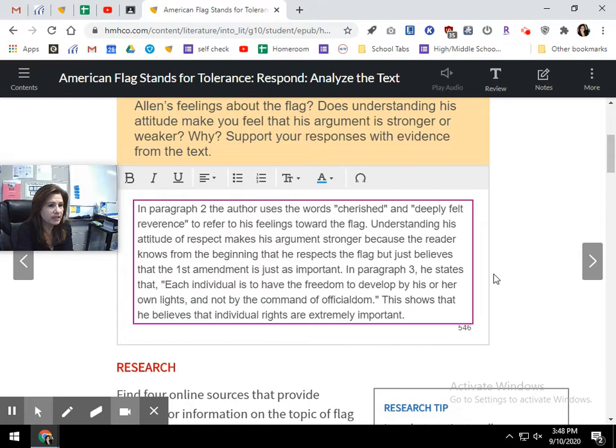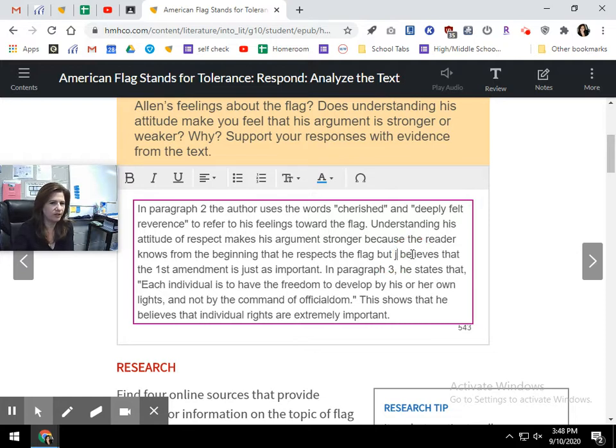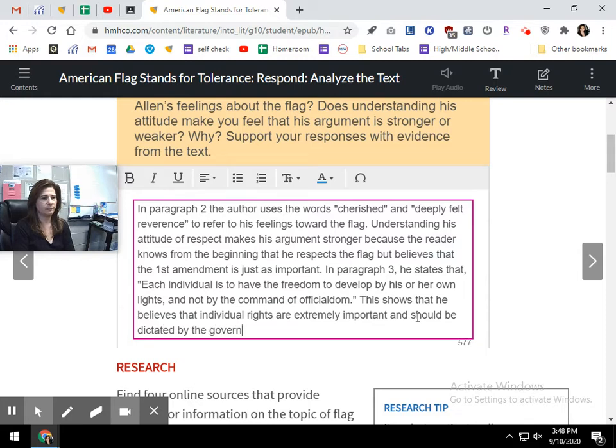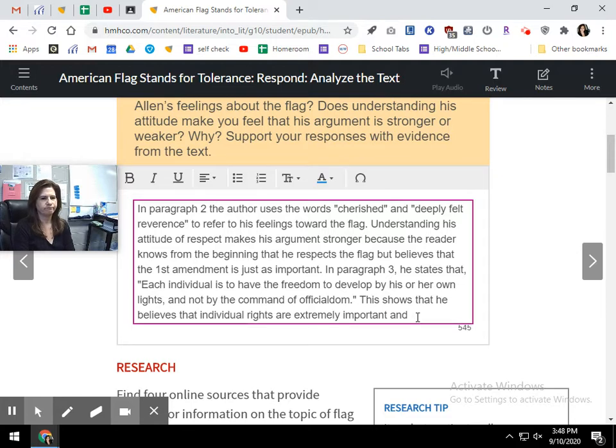the flag, but just believes that the First Amendment is just as important. In paragraph 3, he states that each individual is to have the freedom to develop by his or her own lights and not by the command of officialdom. This shows that he believes that individual rights are extremely important and should not be dictated by the government and someone's conscience. Individual rights are extremely important and should not be limited by the government. How about that?